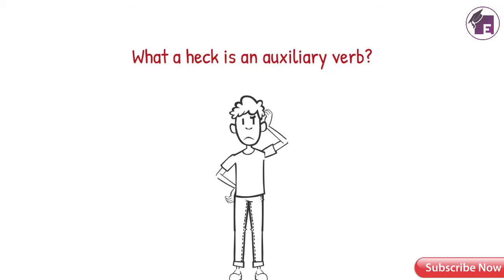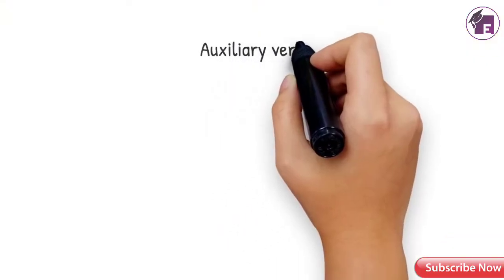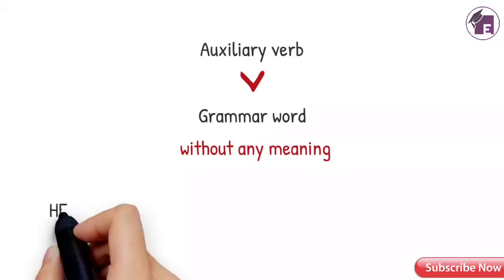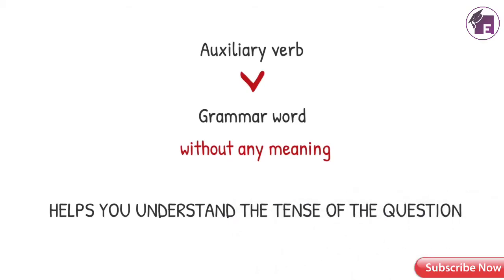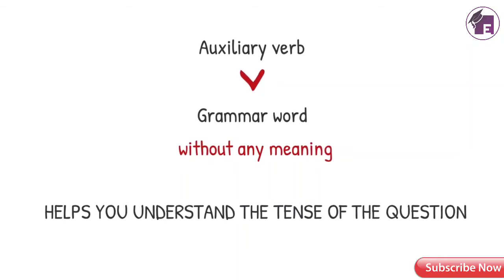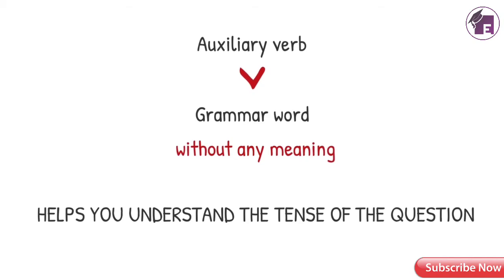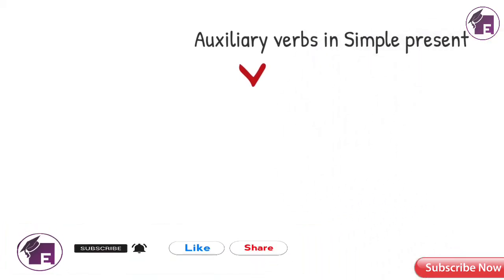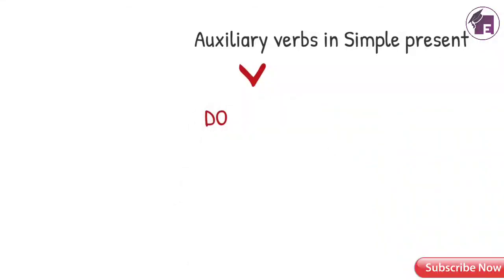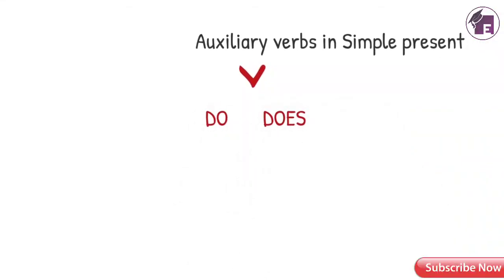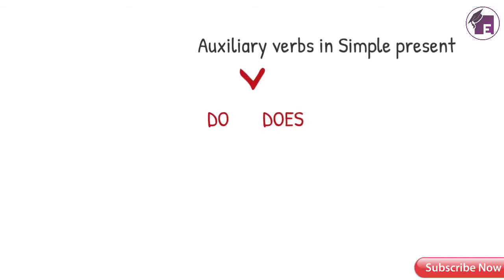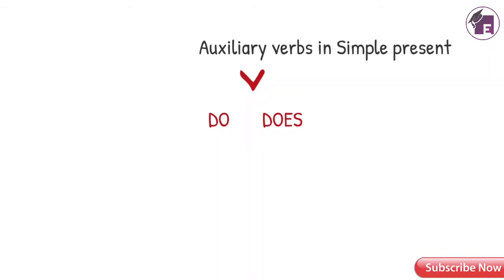And now you probably have a question. What the heck is an auxiliary verb? Think of it as a grammar word, something that doesn't have any actual meaning. It is used to help you understand which tense the question is in. Each tense in English has its own auxiliary verbs, sort of indicators of the tense. Now you know that simple present has two auxiliary verbs, do and does. They indicate simple present tense. So whenever you see do or does in the question before the subject, you know that this sentence is in simple present tense.